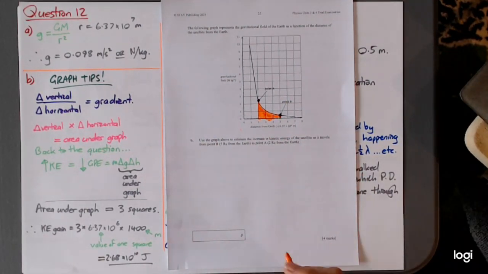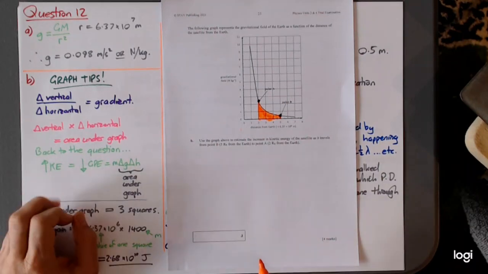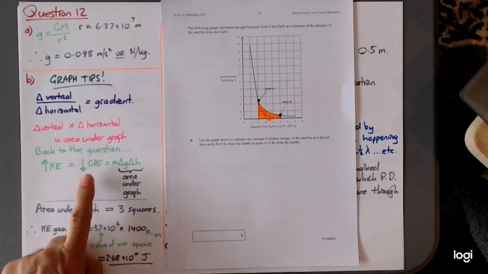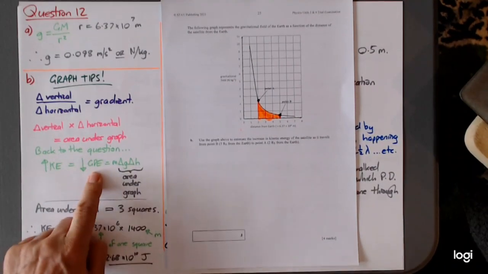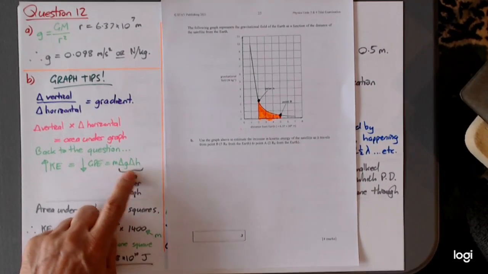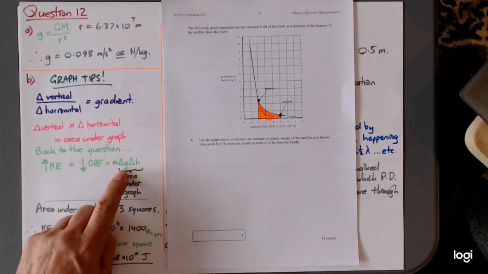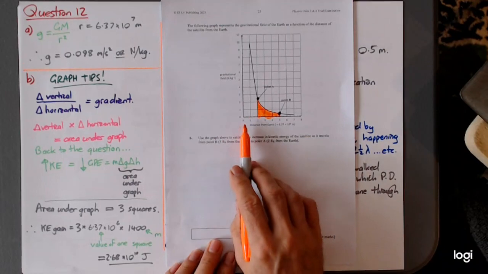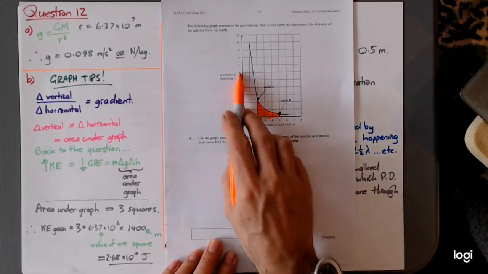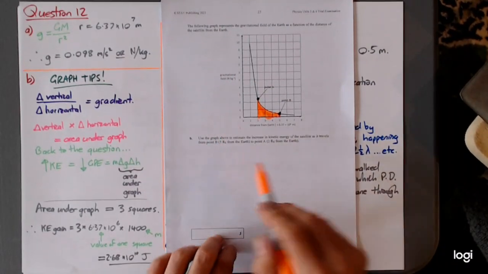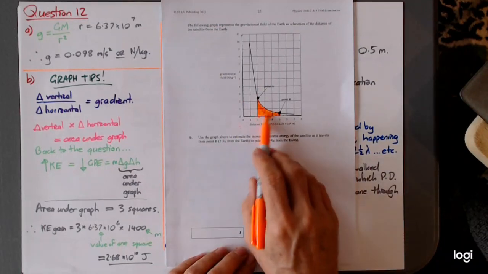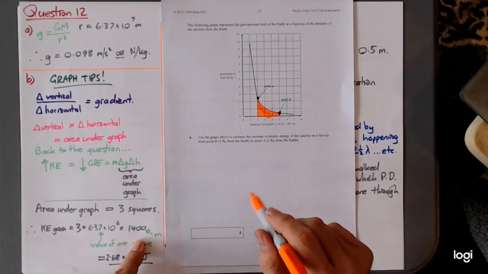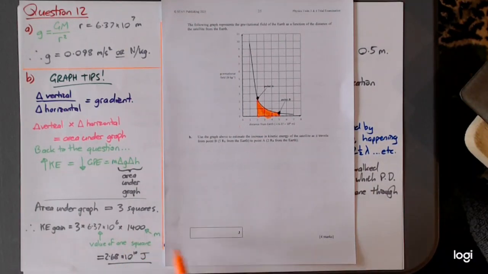So back to the question. Like I said, the increase in kinetic energy is going to be the loss in gravitational potential energy. Gravitational potential energy is mgh, right? And that multiplied by that is this, because that's delta H and that's delta G, okay? So we need to get the area under the graph and multiply it by 1400 kilograms, because that was the M, the mass of the satellite. That's what we're doing down here.